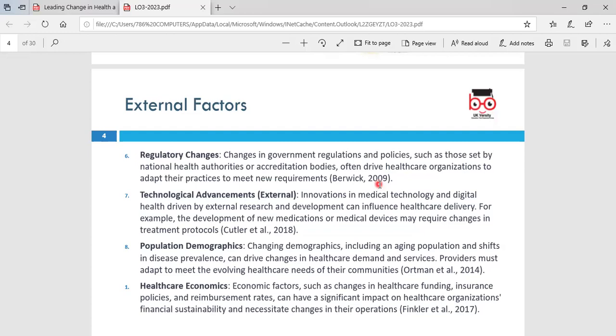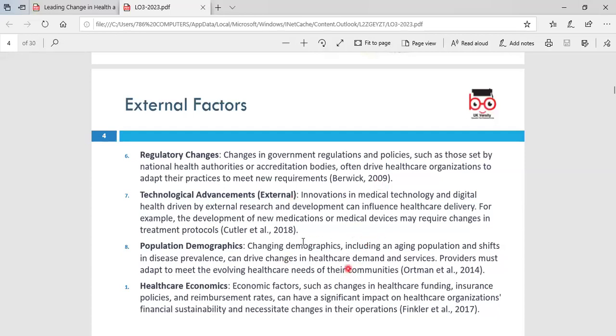Technological advancements are again external. We had talked about internal ones. So again, bringing about change in healthcare, such as the development of new medications or medical devices that may require changes in treatment protocols. If they're there and they're improving the quality, you should very well accept them.